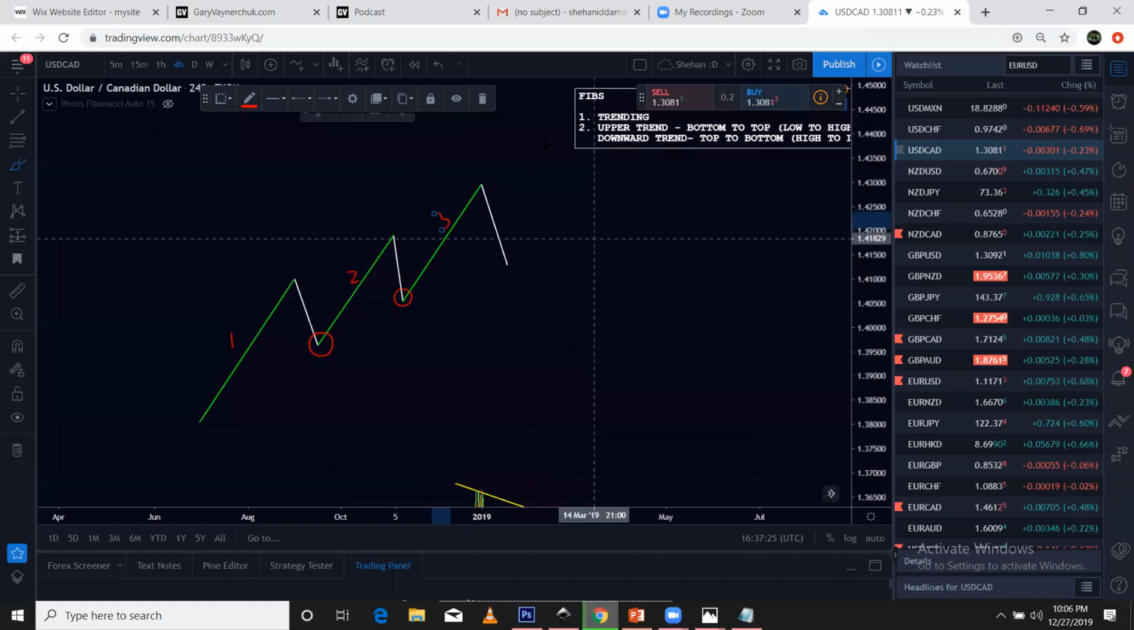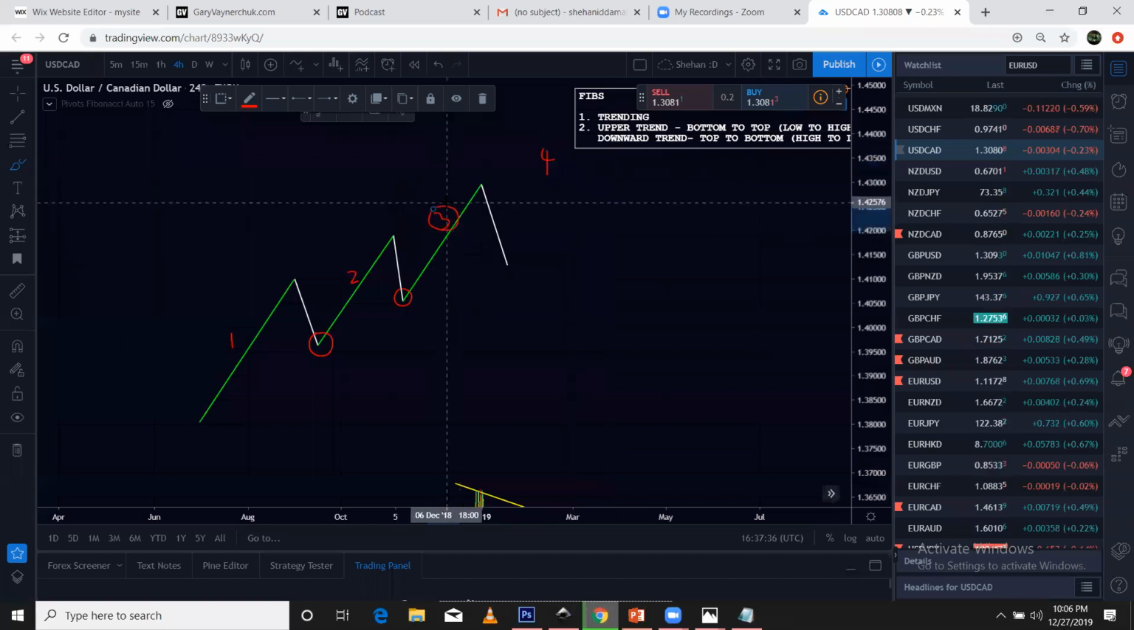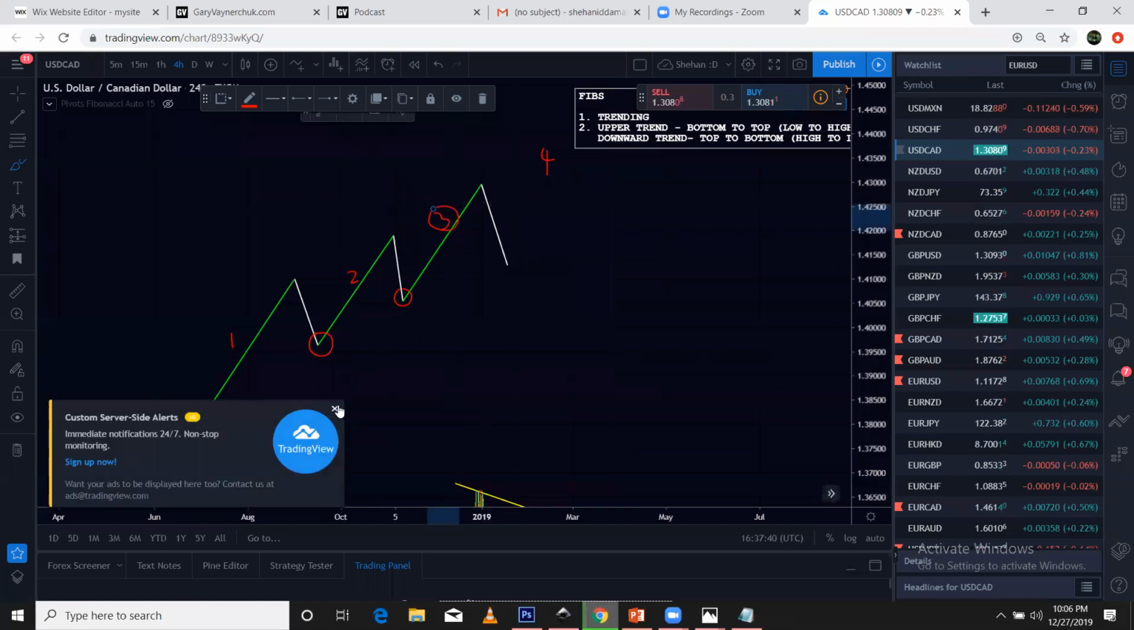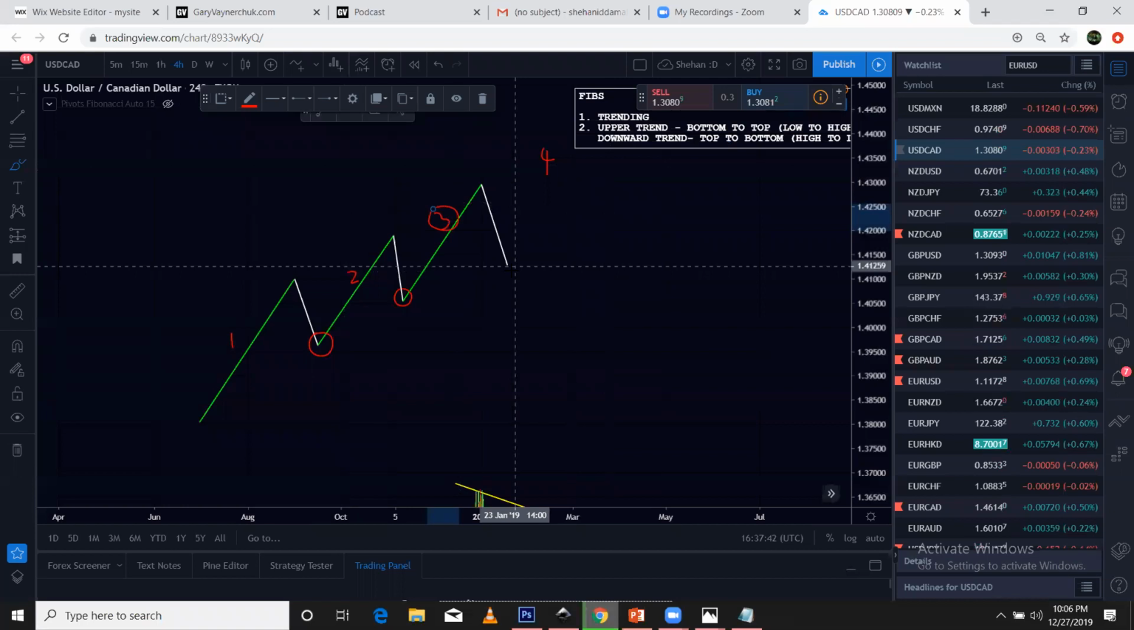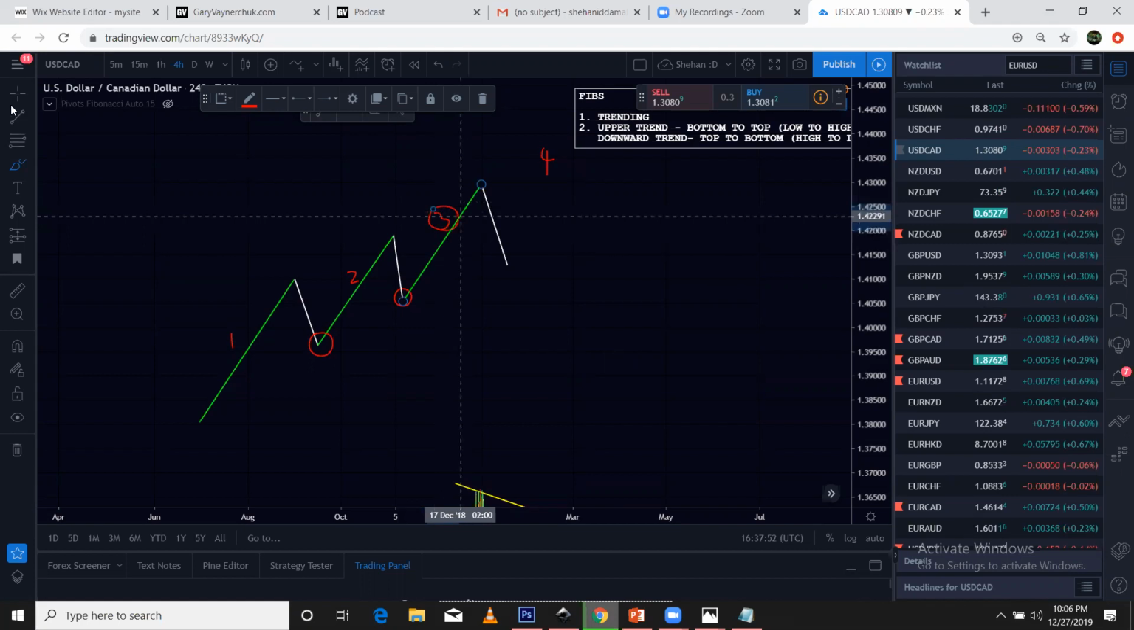So if I'm going to catch the fourth one, I'm going to draw the Fibonacci for the third one, which is the most recent swing. You get it, right? I'm going to catch the fourth buy, the fourth swing. So what I'm going to do is draw the Fibonacci for the previous most recent swing, which is the third one. So that's going to be my most recent one.